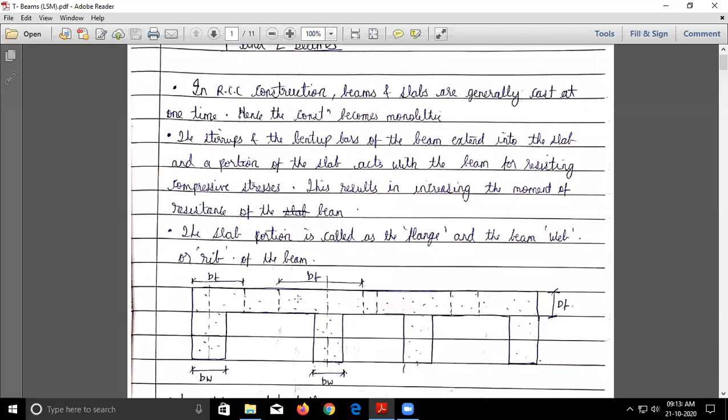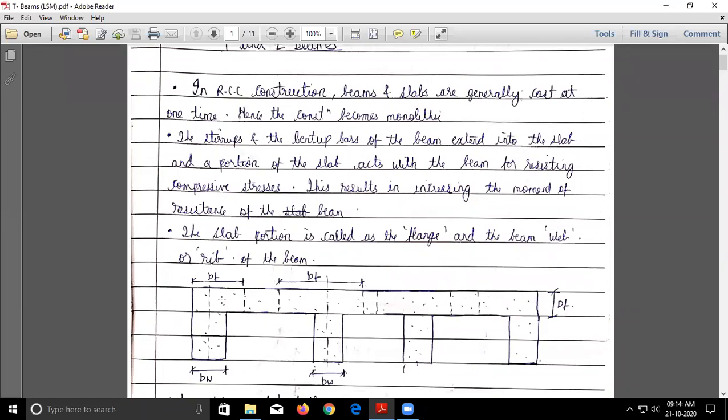Now since this whole makes the shape of the alphabet T, it is also called a T beam. Is this clear everyone? This shape that you see is the shape of the alphabet T, so for this reason it is also called a T beam, or you can say a flange section. What is flange? Flange is nothing but the depth of the slab. The flange portion is nothing but the slab portion.